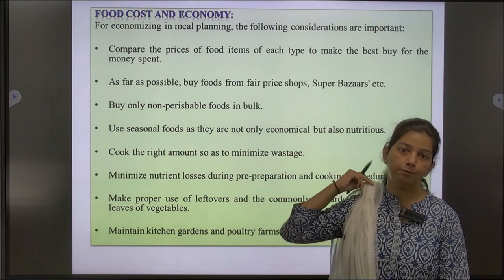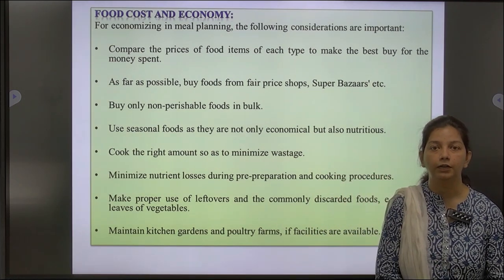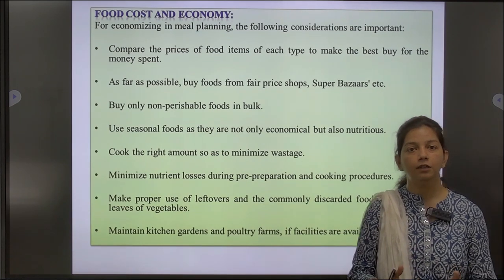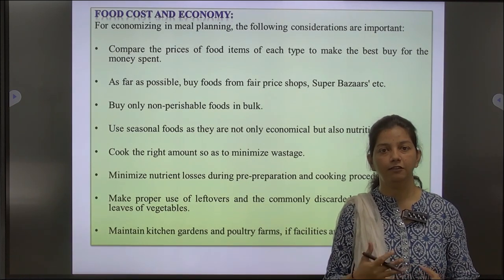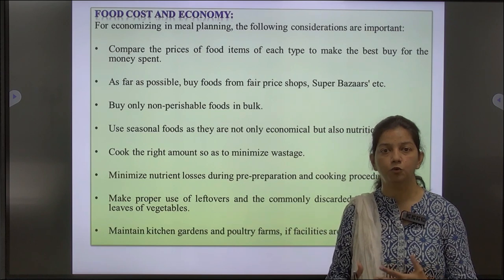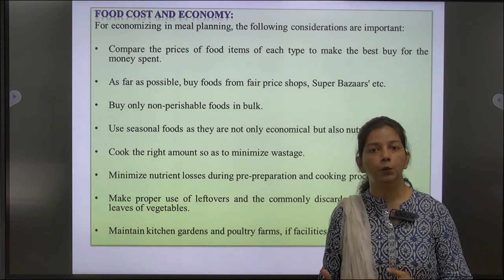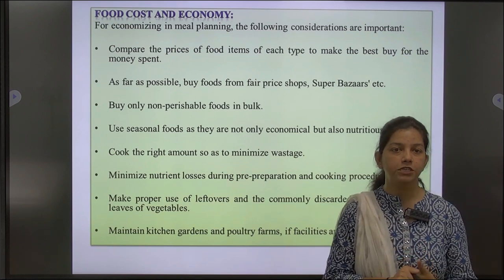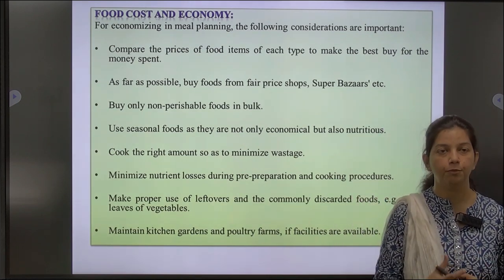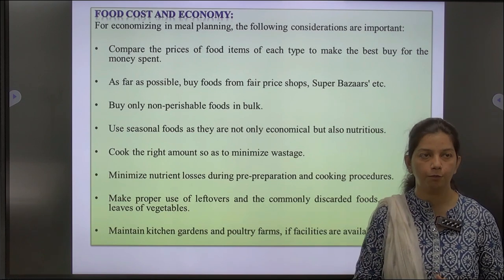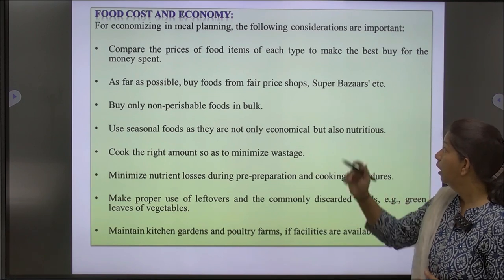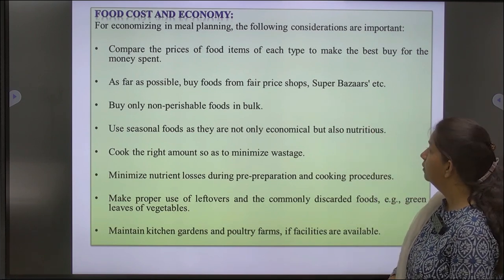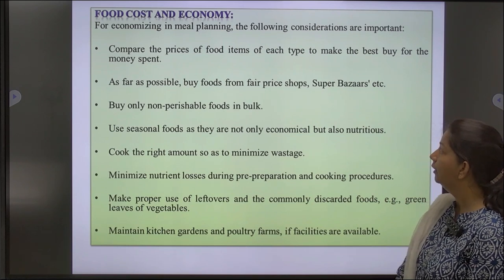Always compare the price before buying any food items. Like some food items are cheaper and easily available in some marts and some super bazaars compared to other markets. So always before purchasing, look for cheaper prices instead of taking expensive ones. So for this, explore some shops or some super bazaars to buy food at fair prices.